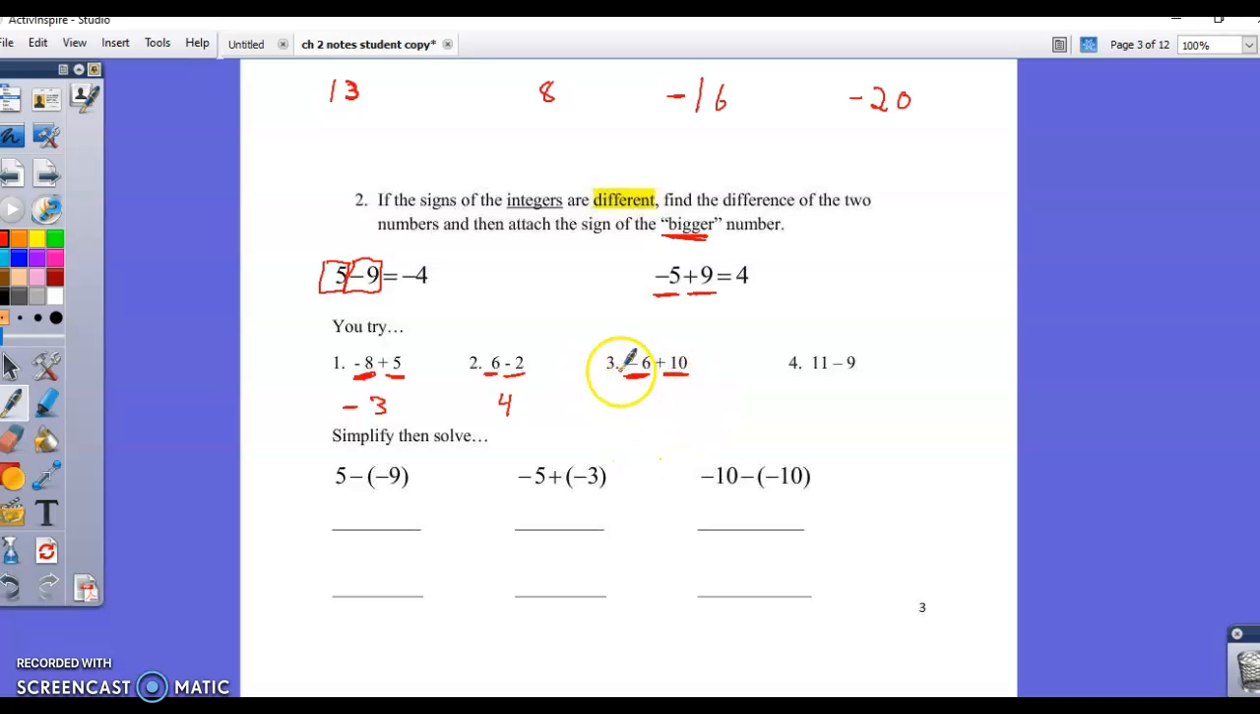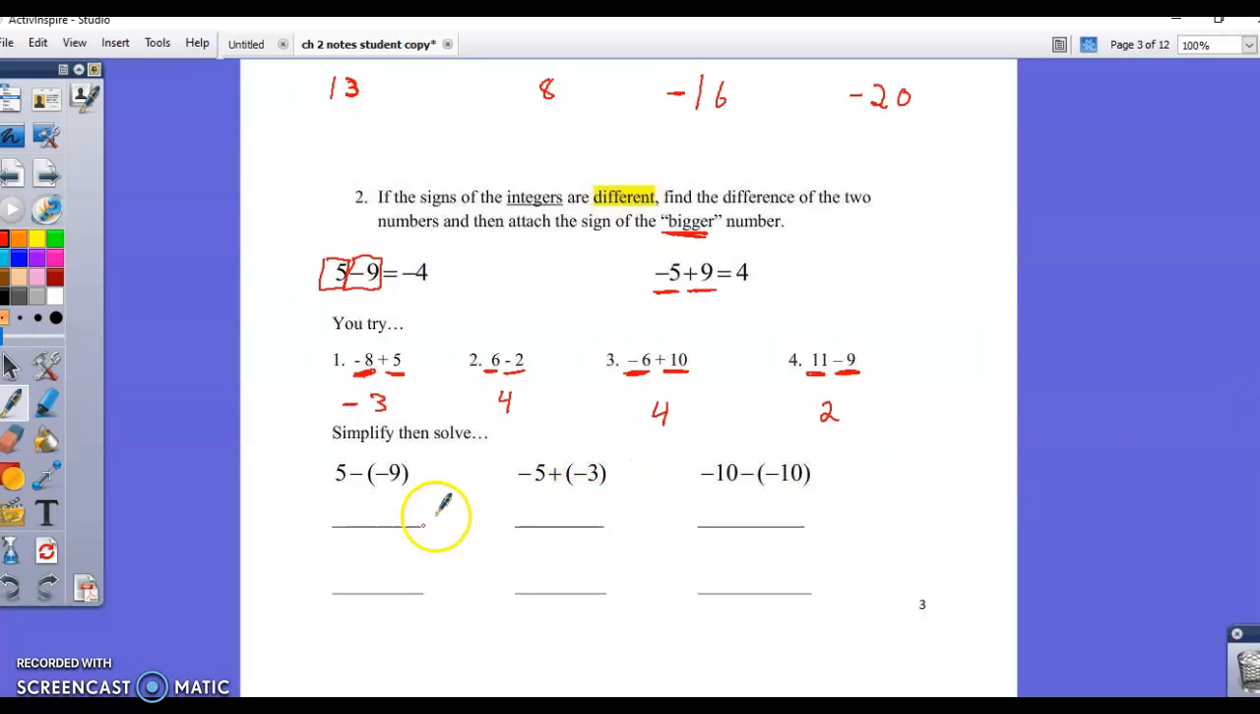Here we go. We have a negative 6, positive 10. So again, the difference between 6 and 10 is 4. I take 10 minus 6, I think of it that way. And 10 is positive, and that's the bigger of the two, so it's a positive 4 as well. And here I have positive 11 and negative 9. The difference between that is 2. The 11 is bigger, it's positive, so it remains positive 2.